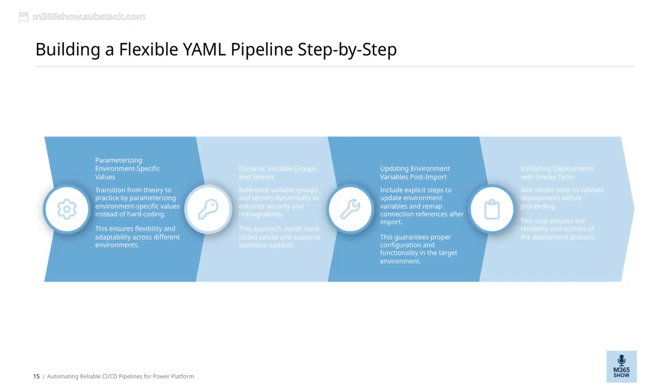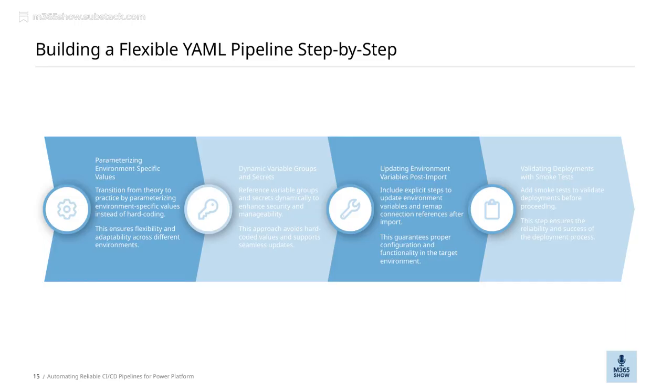Finally, transitioning from theory to practice means parameterizing environment-specific values rather than hard-coding them. This approach provides the flexibility needed to adapt to different environments easily. By doing so, your pipeline becomes more robust and versatile, supporting various deployment scenarios without major rework. Together, these steps help us create a pipeline that is reliable, secure, and flexible, key qualities for effective Power Platform deployment automation.